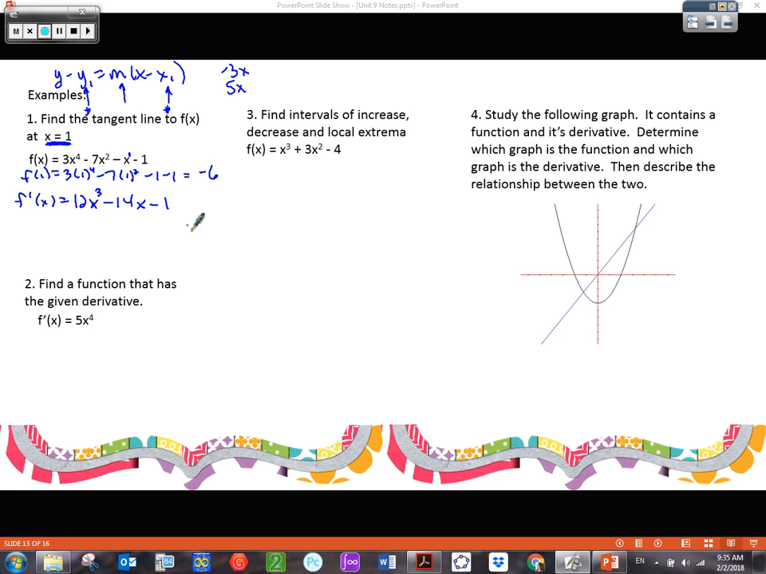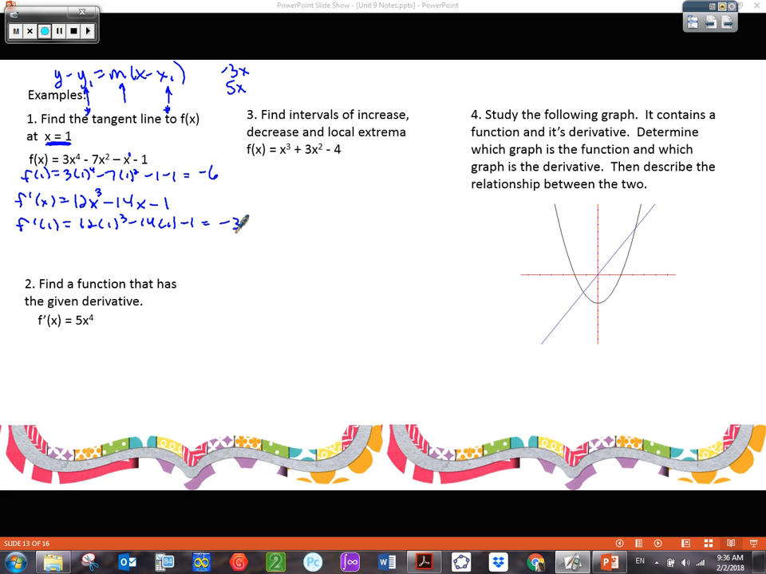So here's our derivative. We want to find the actual derivative value at 1, because that's my slope, the slope of the tangent line at the point of tangency. I'm going to put a 1 in here. So f prime of 1 is 12 times 1 cubed minus 14 times 1 minus 1. What does that give us? Negative 3.